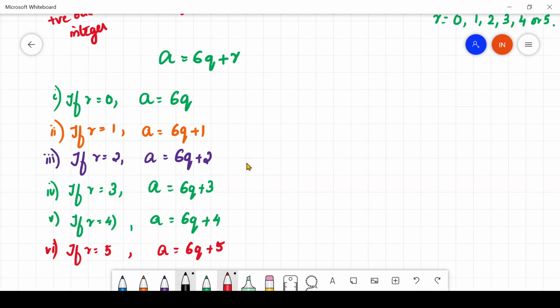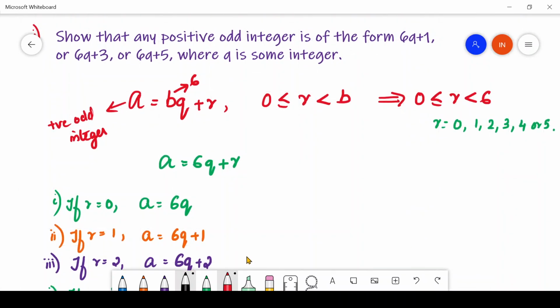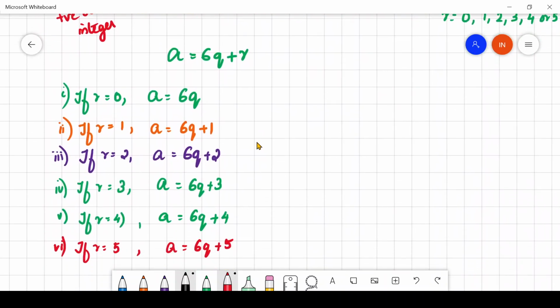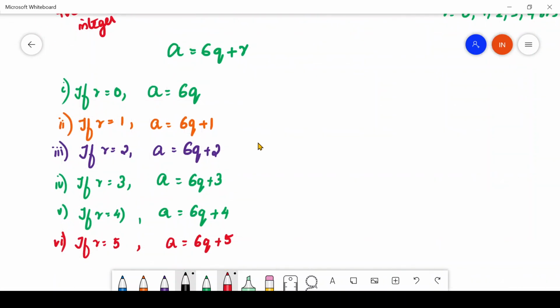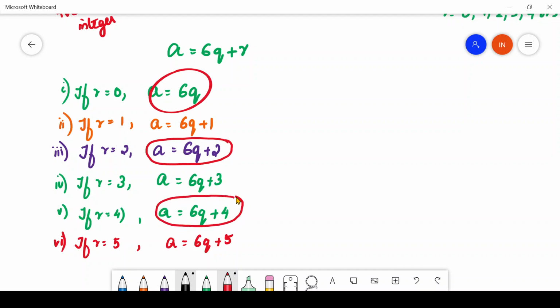Now you have to check the question. So we have to get the positive odd integer of the form 6q plus 1, 6q plus 3 and 6q plus 5. So same as the previous case, you can see here a is equal to 6q, a is equal to 6q plus 2 and a is equal to 6q plus 4, all are even. How can we recognize this? When we can divide it by 2. That means all these three are divisible by 2.